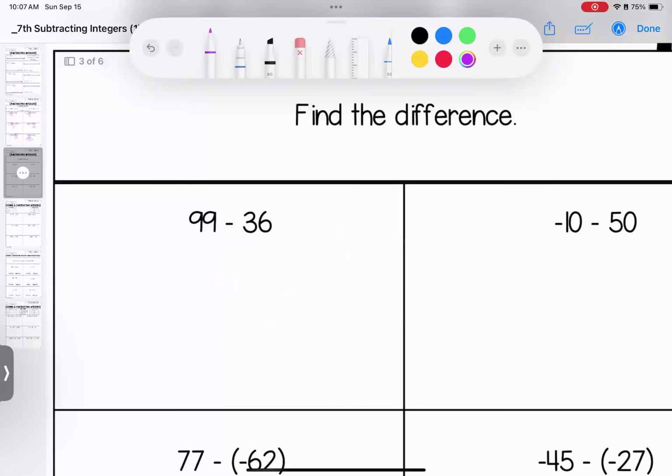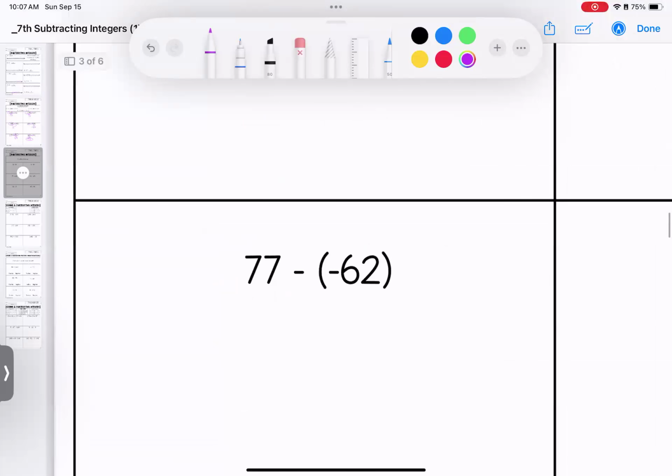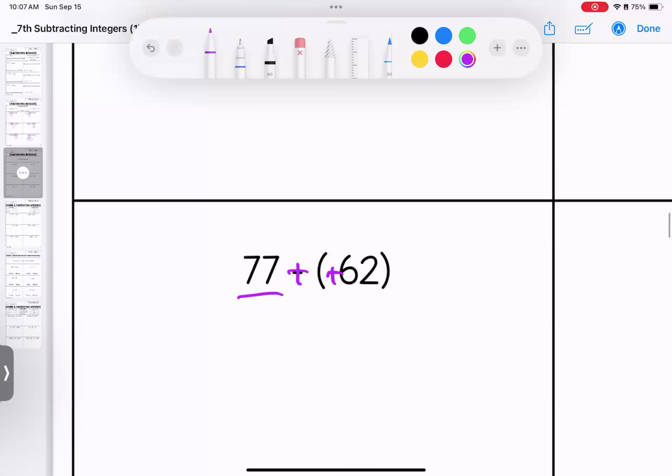At this point, we have some really good habits of going through and doing our keep, change first before anything else.